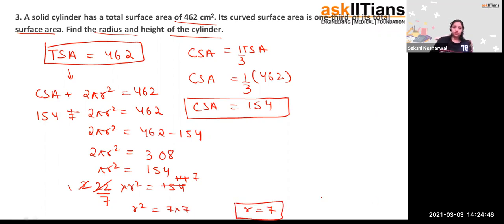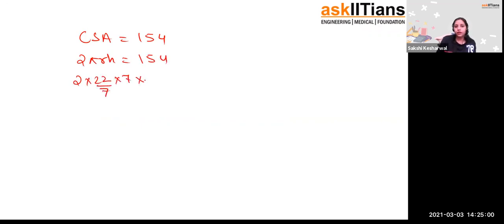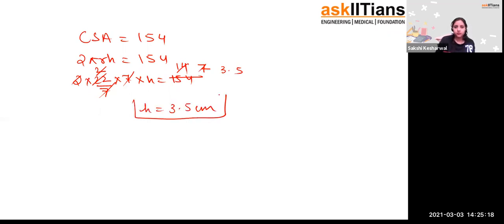Now you want to find the h. So h you can find by using the CSA. So CSA is equal to how much, beta? CSA is equal to 154, and this is 2 pi r h is equal to 154, which is equal to 2 into 22 by 7 into 7 into h is equal to 154. So 7 and 7 cancel, and you just now saw that this is 2s are, and this is 14s are, this is 2s are, right? 7s are, and this is 2, and this is 3.5. So h is equal to how much, beta? 3.5 centimeter. You got both the answers.